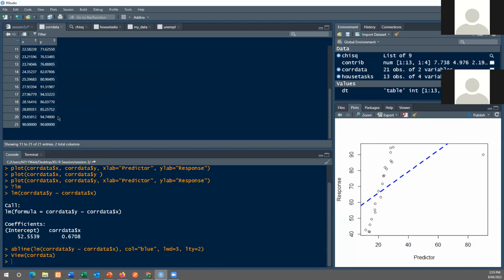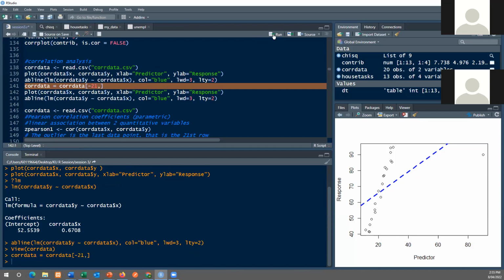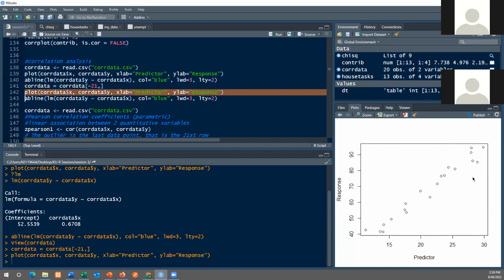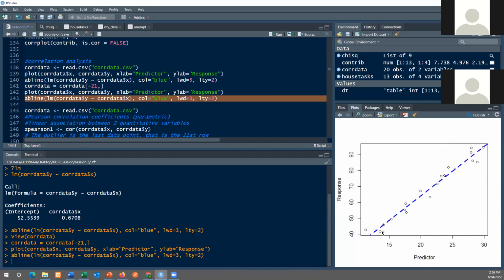91. Sorry, this is the 20th position. If we just remove this data with a minus sign and replot the data again, we can see the data is now more like this. Do the same abline plot again, and it looks like it is now fitting the line. So we have removed the outlier and the line is fitting.